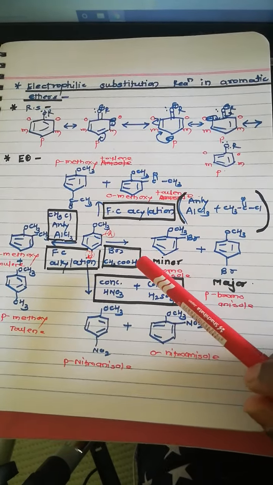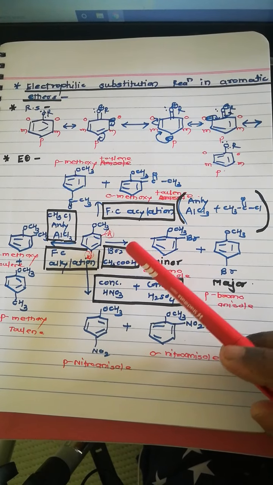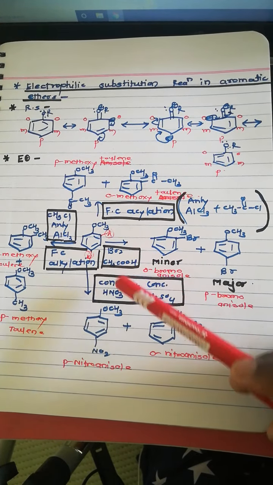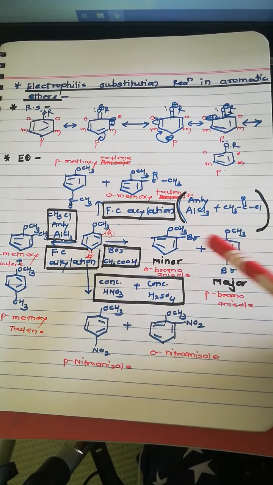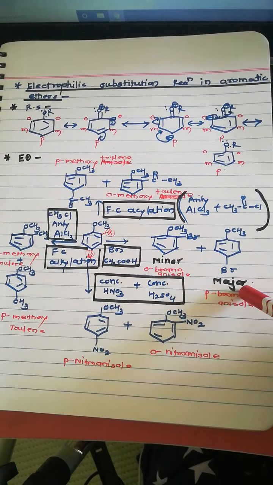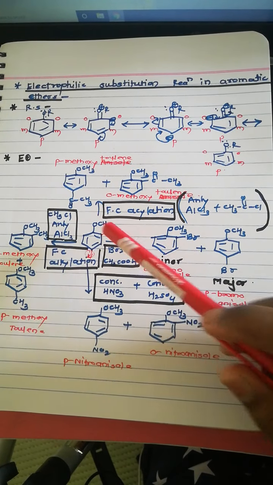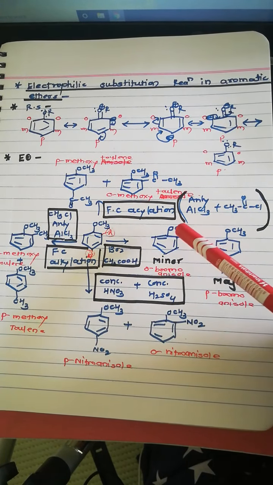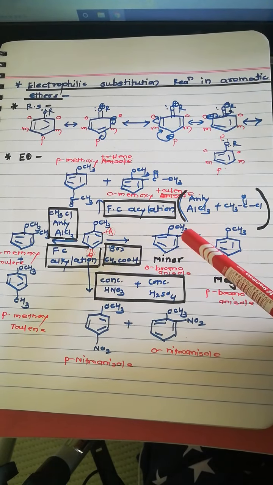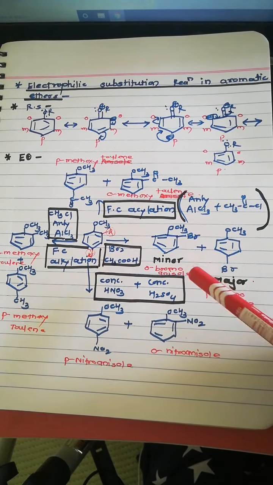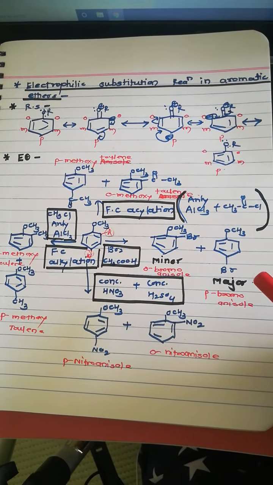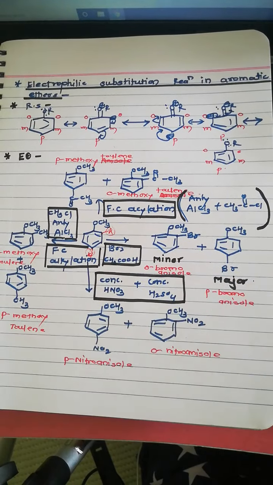First we can see bromination reaction. Here in bromination reaction Br2 and acetic acid is used. Here we get two products, the orthobromo anisole and the parabromo anisole. This structure is called anisole and this is the ortho position. At ortho position bromine is added, therefore it is called orthobromo anisole, and at para position bromine adds, therefore name is parabromo anisole.